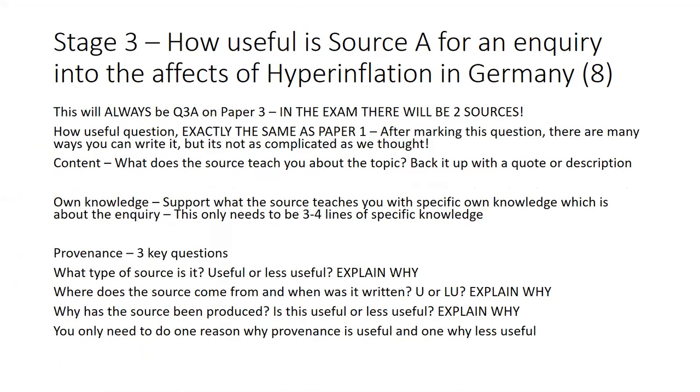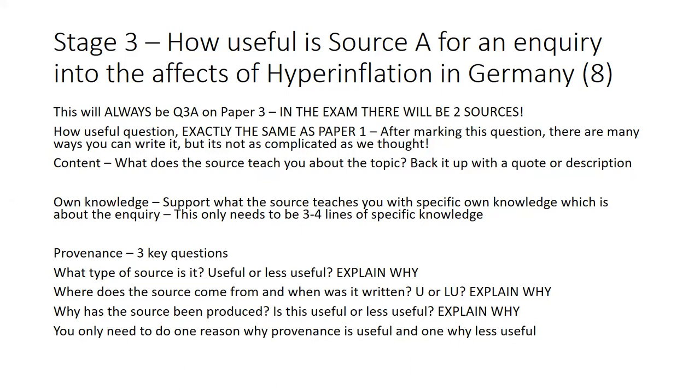In the exam, there will be two sources, not one. But this is exactly the same as the one we do in paper 1, and how you answer it is down to the word COP. Content. What does the source teach you about the topic? Back it up with a quote or description. Own knowledge. Support what the source teaches you. 3 to 4 lines of specific knowledge. And provenance. The provenance is the description of the source.